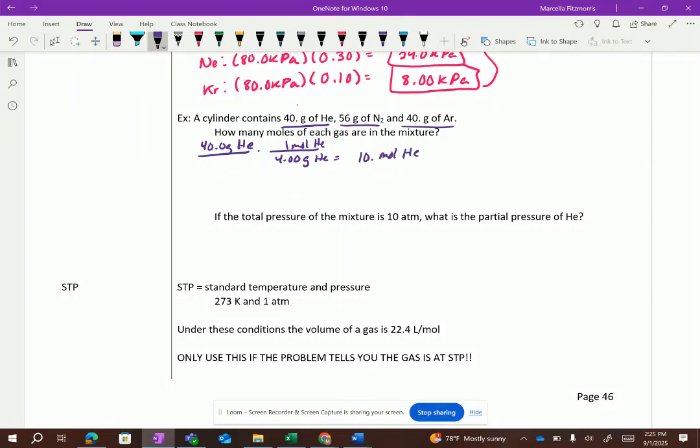it asks us, well, what's the total pressure of the mixture? I'm sorry, the total pressure of the mixture is 10 atm. What's the partial pressure of helium? All right, that's where we're going to have to use this up here that we went over just a few moments ago.